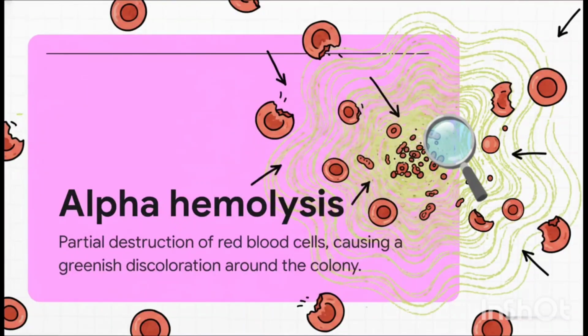First up, you've got alpha hemolysis. This is where the bacteria only partially breaks down the red blood cells. What you see is this kind of murky, greenish glow around the colony. It's a clear sign of partial damage, but not total destruction.